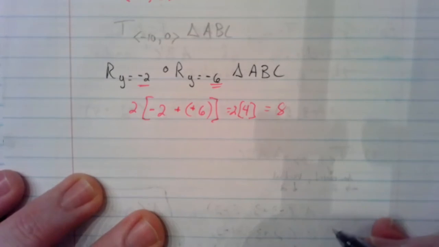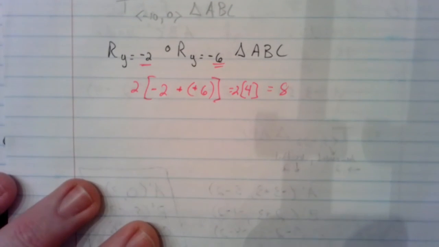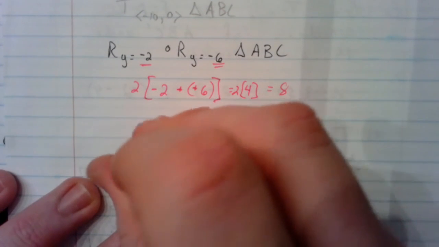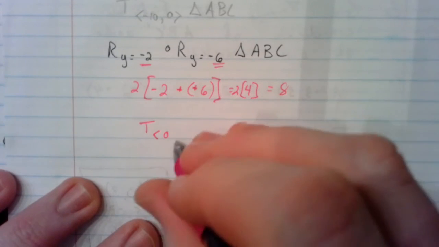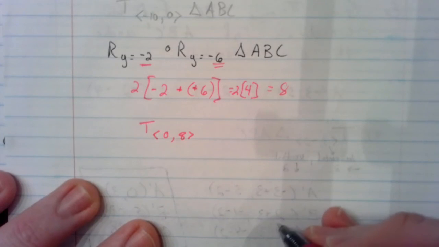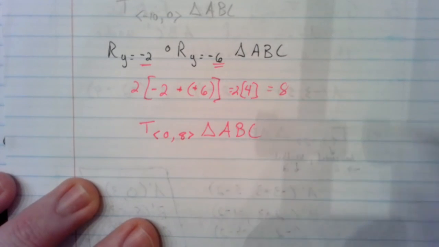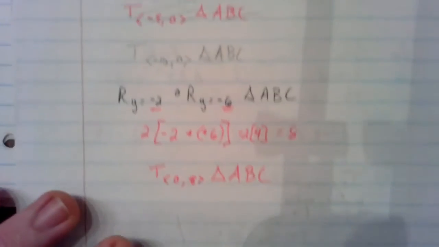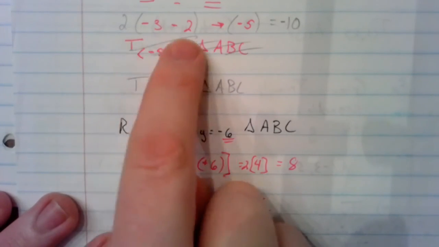Now again, because these are y values, it's going to be vertical. So there's going to be a translation with 0 horizontal move, but it's going to move 8 spaces up, of triangle ABC. Hopefully that didn't get too confusing, where I forgot to multiply by 2 the first time. So again, please make sure after you subtract them, you multiply by 2.